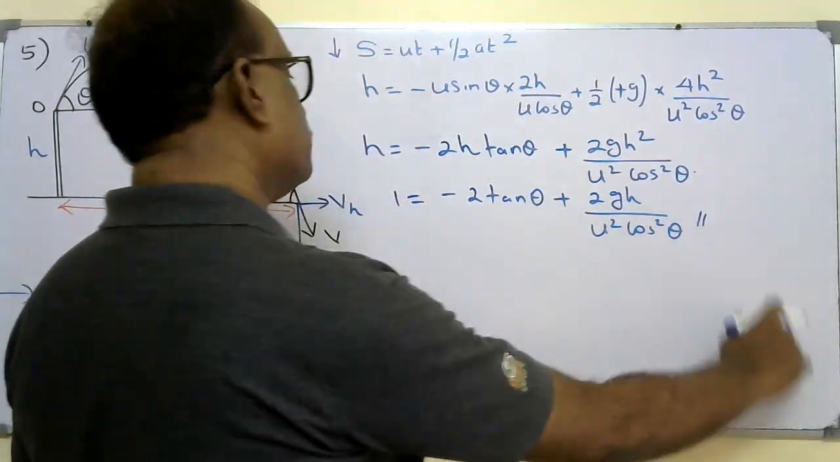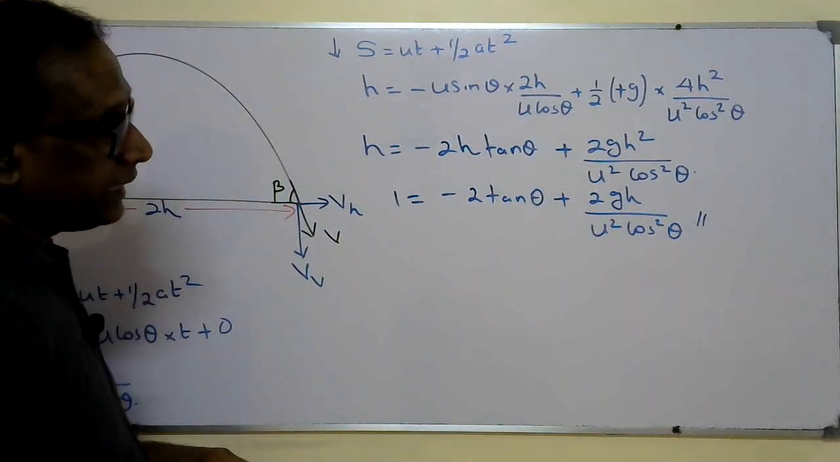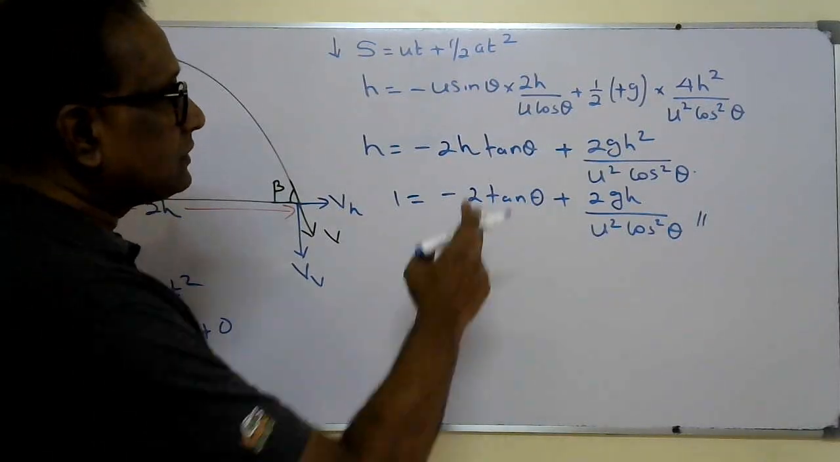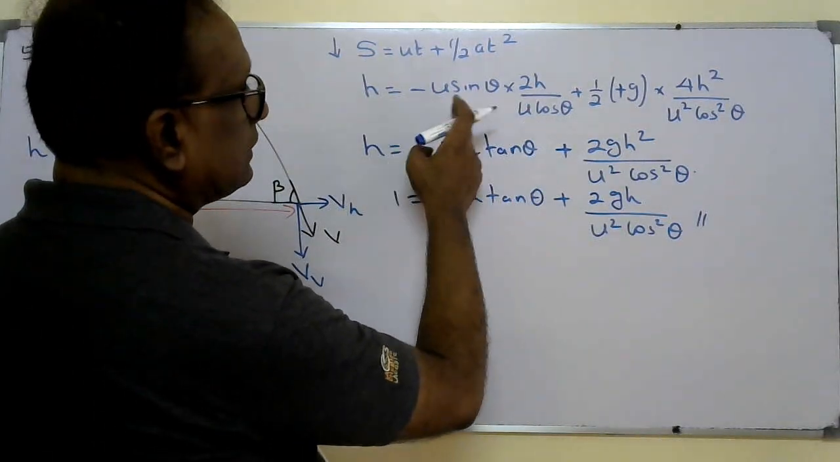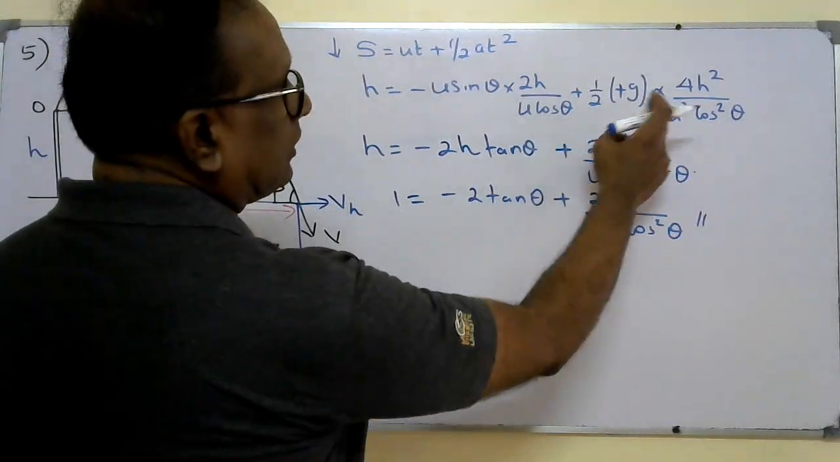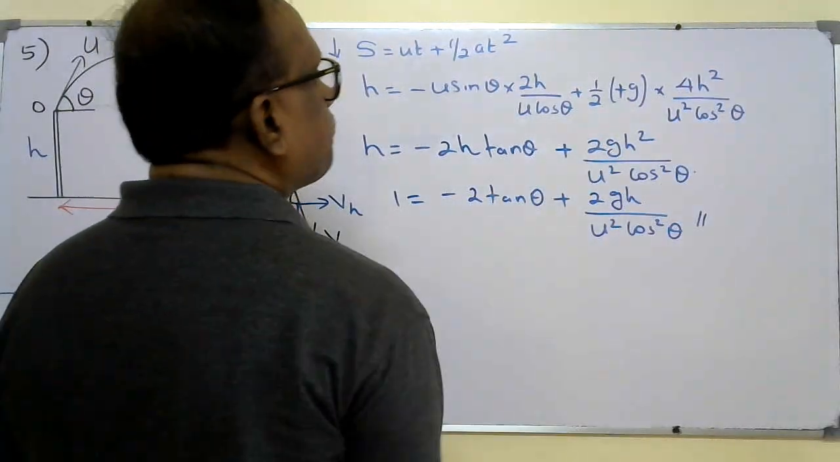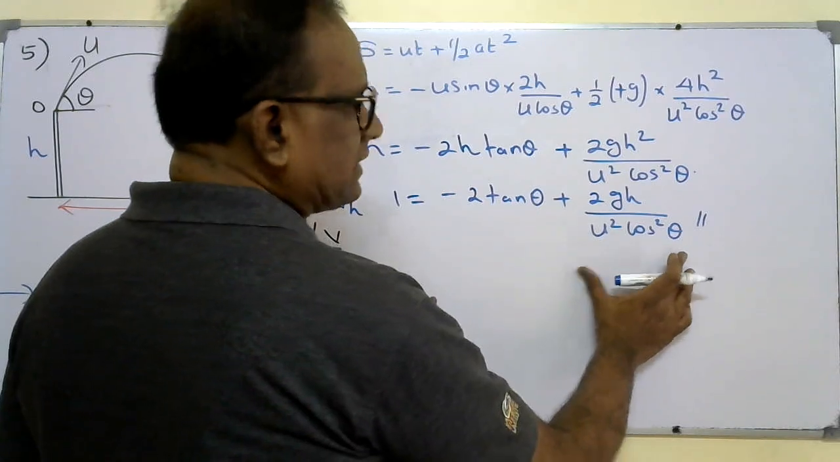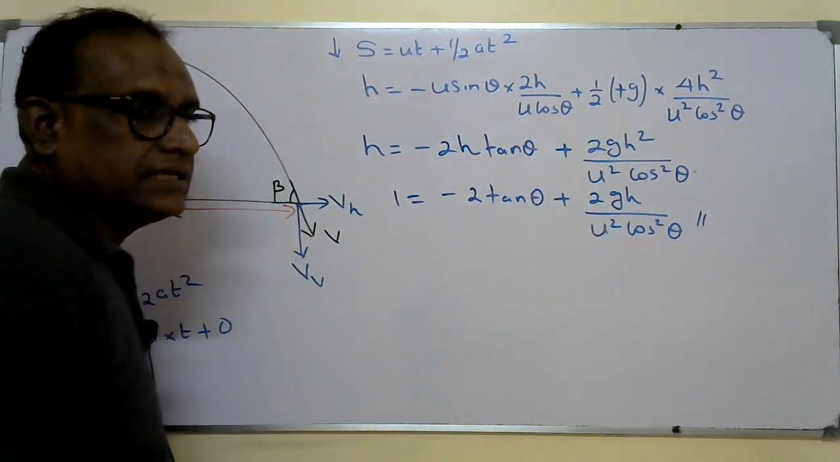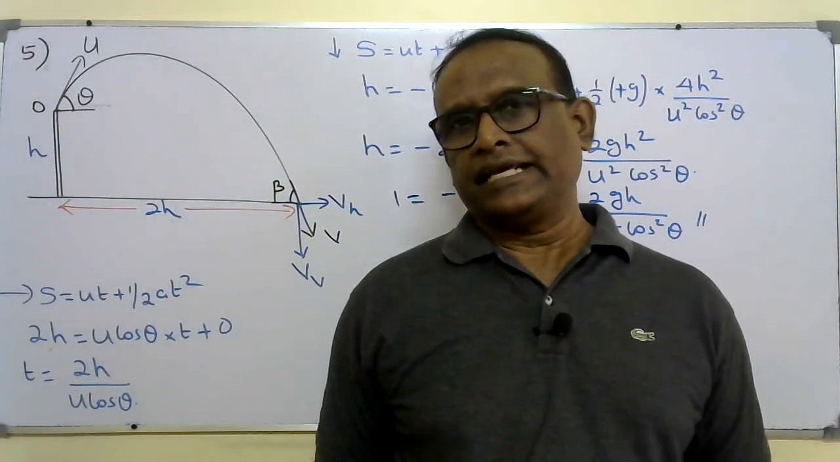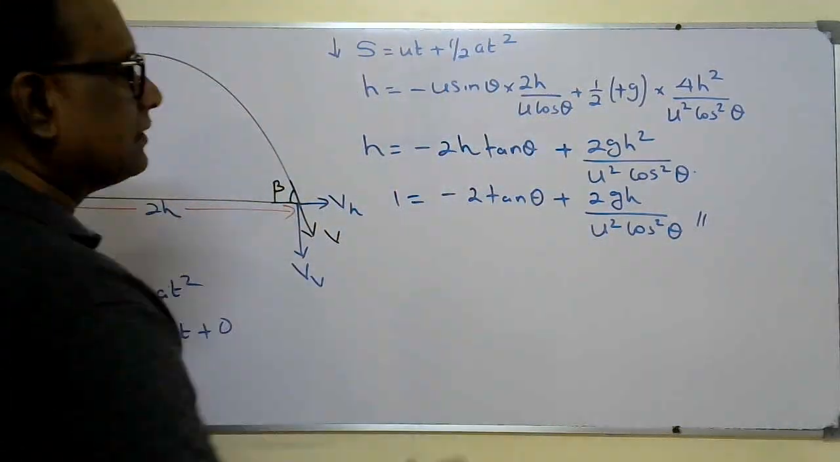We'll see, we might use this later. Careful, don't make careless mistakes. I made one. But anyway, here u and u get cancelled: 2h tan theta, 2gh over u squared cos squared. We'll see, because they are given this data in the question, I used it. We might need it later. We'll keep it like this.